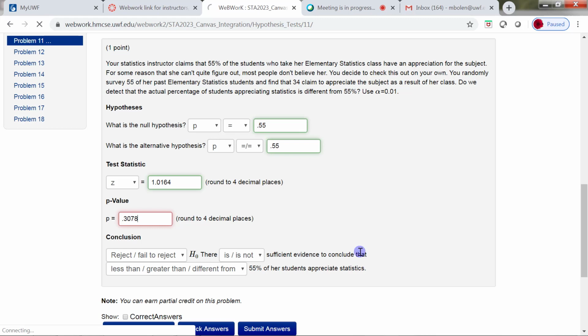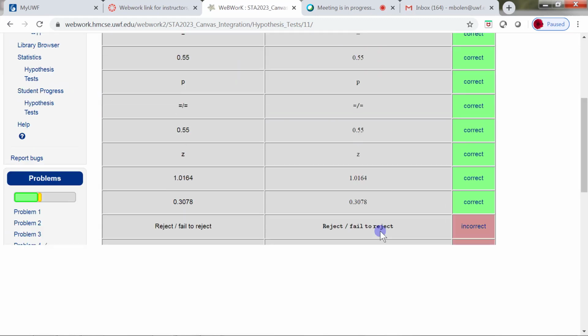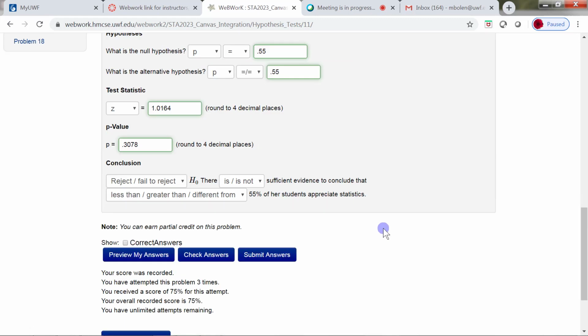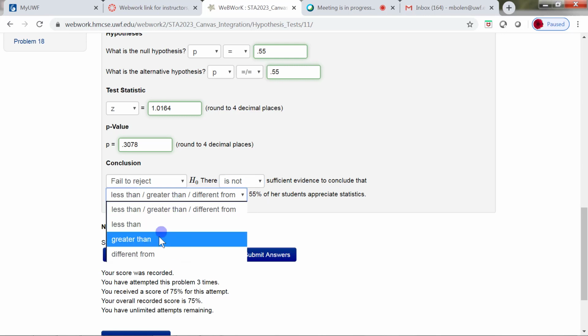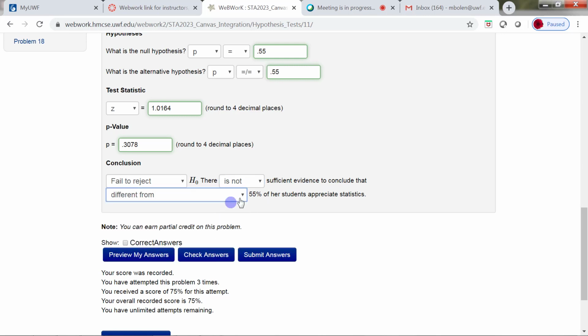Submit answers. And there we go. And then my conclusion: the first thing you have to decide is, are you rejecting or are you failing to reject H naught? Well, we're going to fail to reject H naught because we were in the green fail to reject area. And that means there is not sufficient evidence to conclude that we are different from 55% for her students' appreciation of statistics.